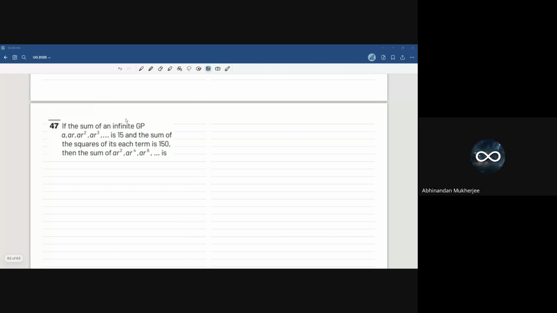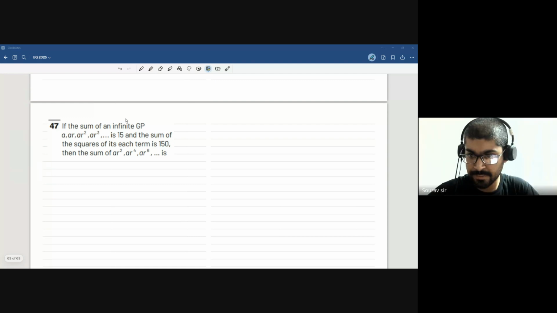1/2. Fine. 1/2 is correct. Others, I hope you have done it. This one is not that difficult.